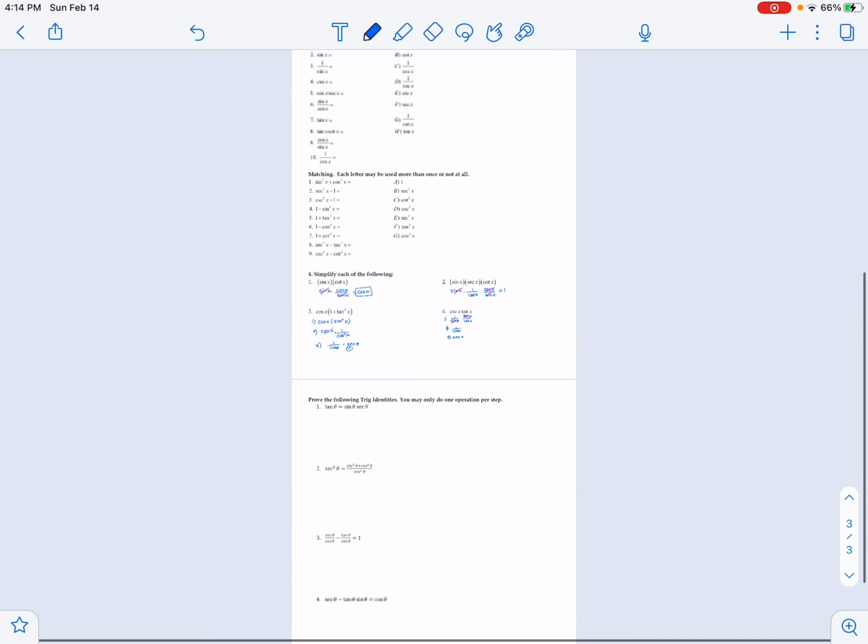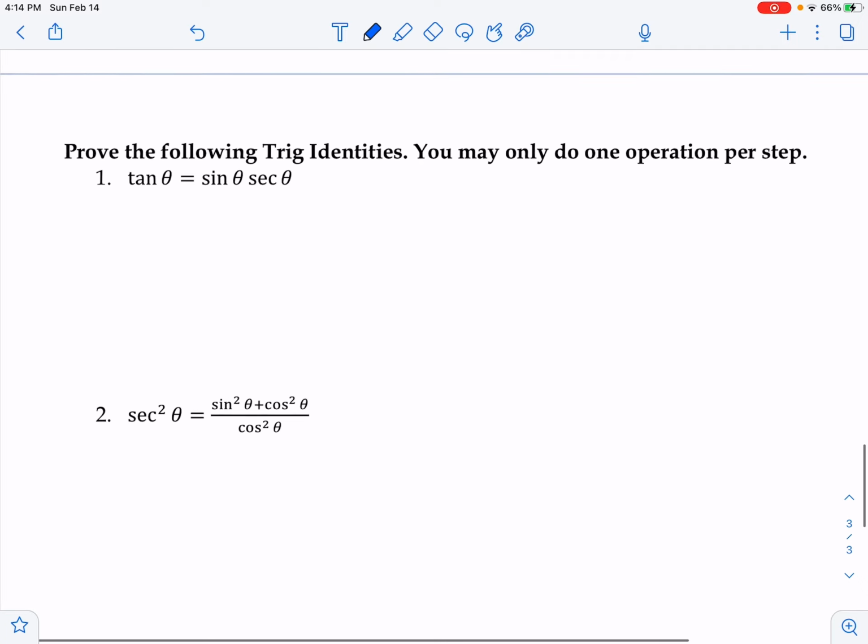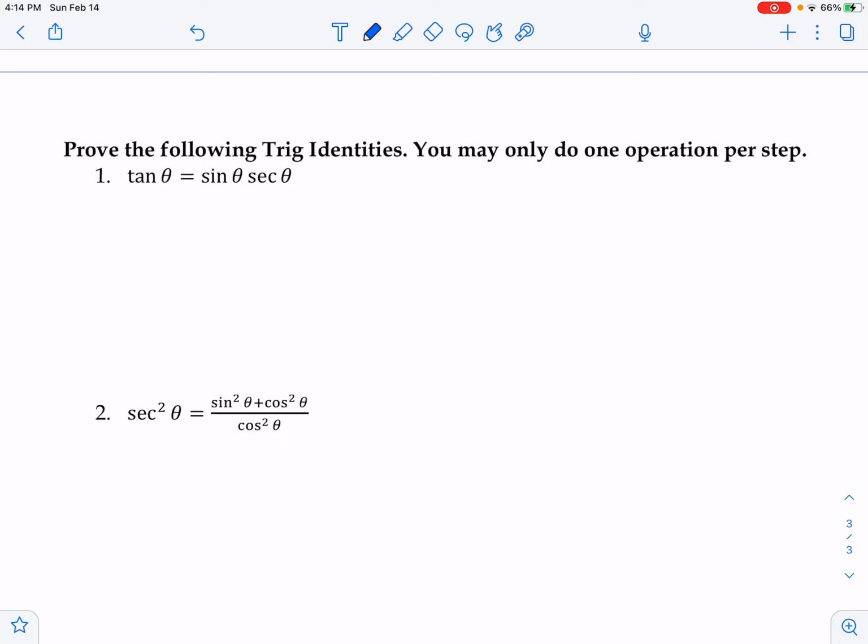Sometimes it tells you, you'll notice in the directions. These say simplify, which means cross out as many things as you can. Usually you end up with one term, but you don't always. These say prove the trig identities. Only one operation per step.